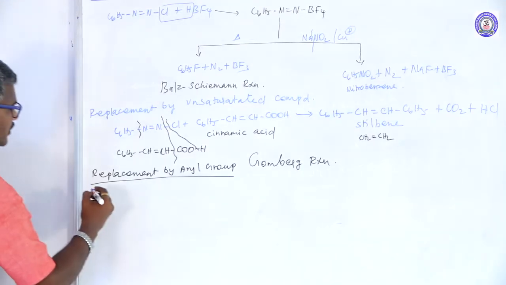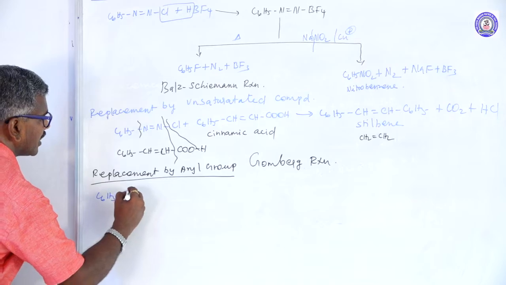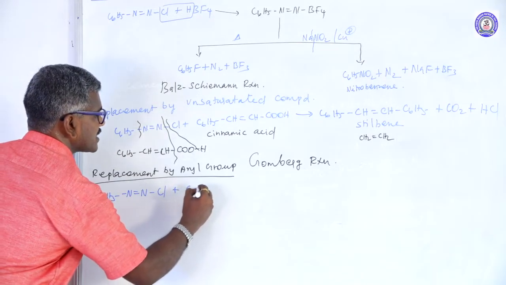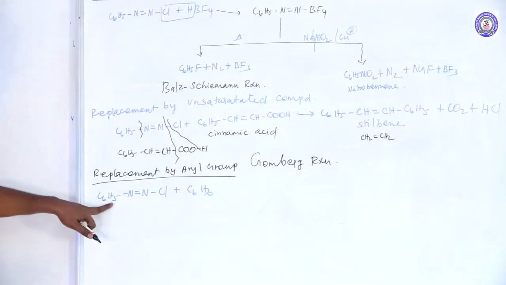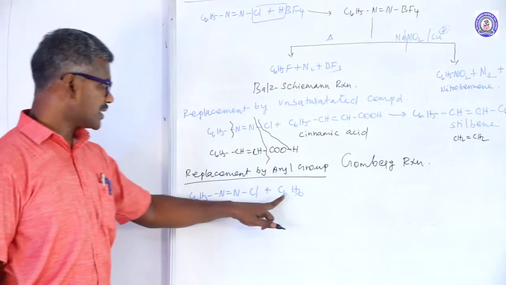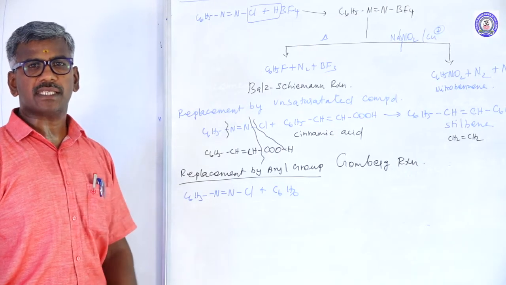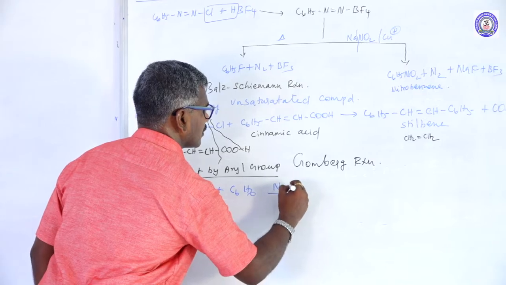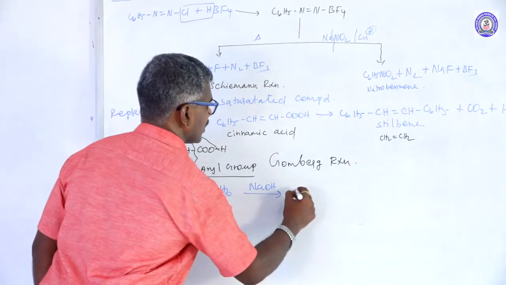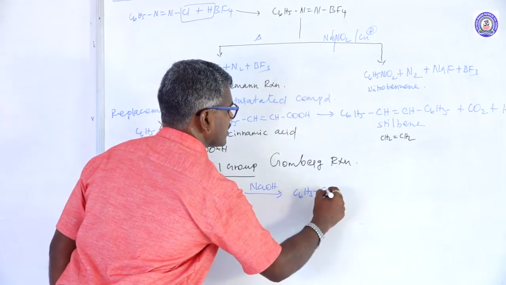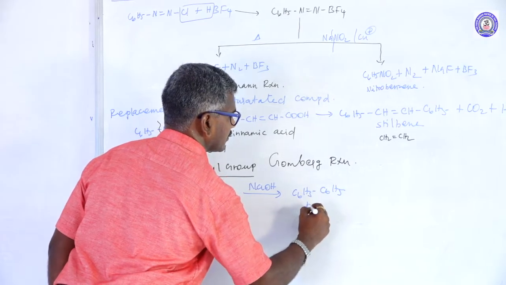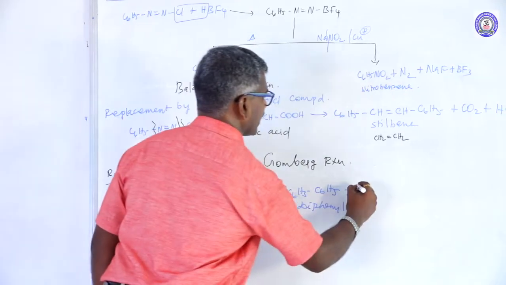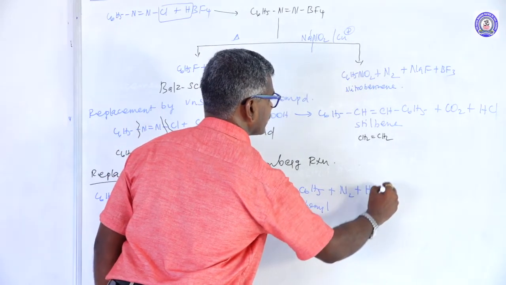For example, C6H5N=NCl and C6H6. This is named benzene diazonium chloride. This is named benzene. This reaction takes place in the presence of NaOH, forming C6H5-C6H5, diphenyl, and removal of nitrogen gas plus HCl.